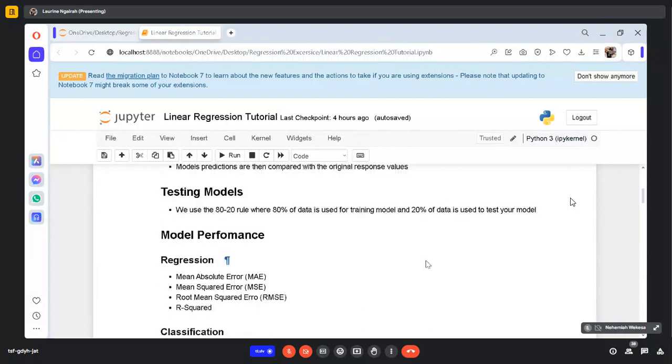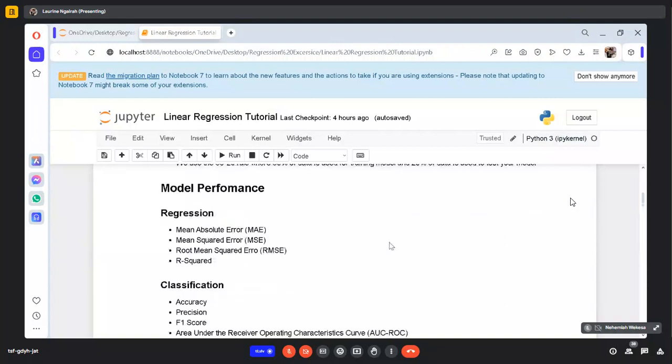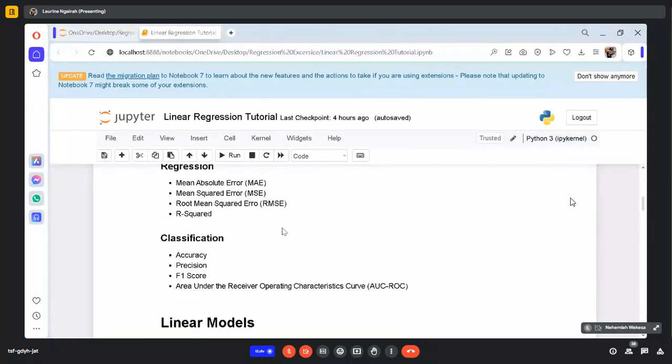So we go to the model performance: how will you know the accuracy of the model that you've created? As we said earlier, we have two categories, regression and classification. We'll go through the regression bit in this session, and we'll be talking about the mean absolute error, the mean squared error, the root mean square error, and the R squared.